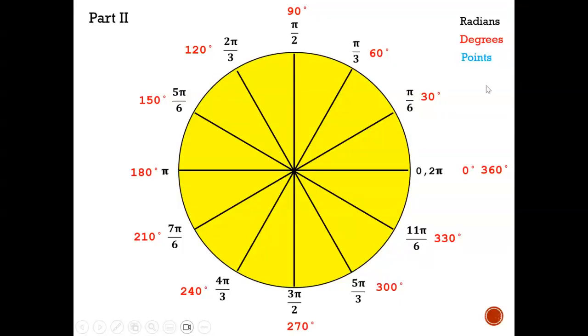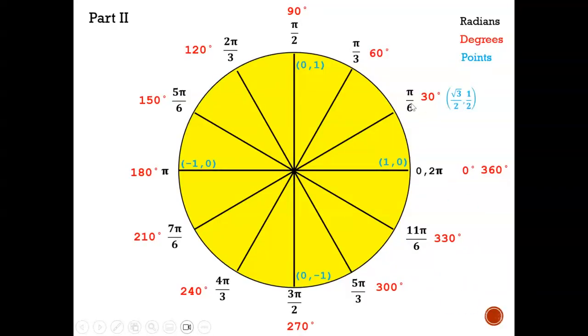Now comes the points. Remember the points, guys, the 0 or 2 pi will always be the same points. Pi over 2 will be (0, 1). The pi will be (-1, 0). And the 3 pi over 2 will give us (0, -1). Now, here comes the points.